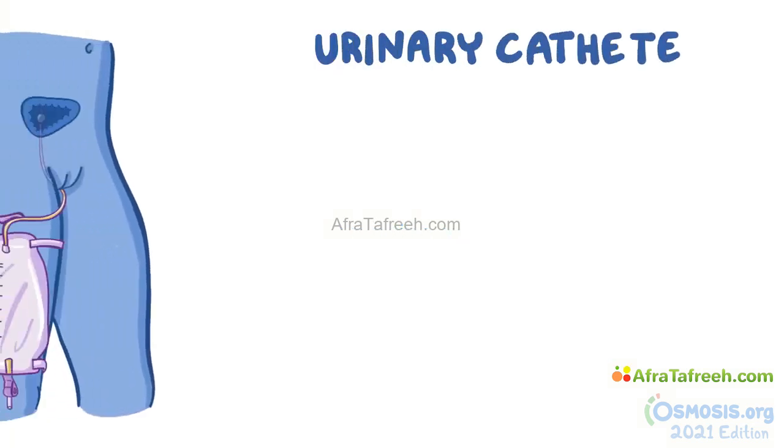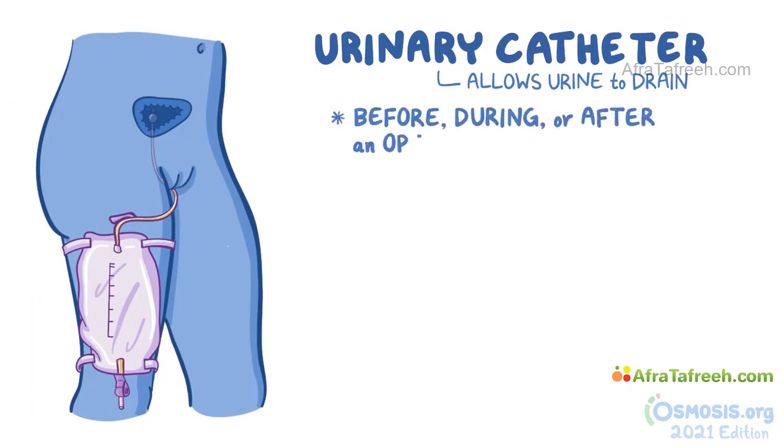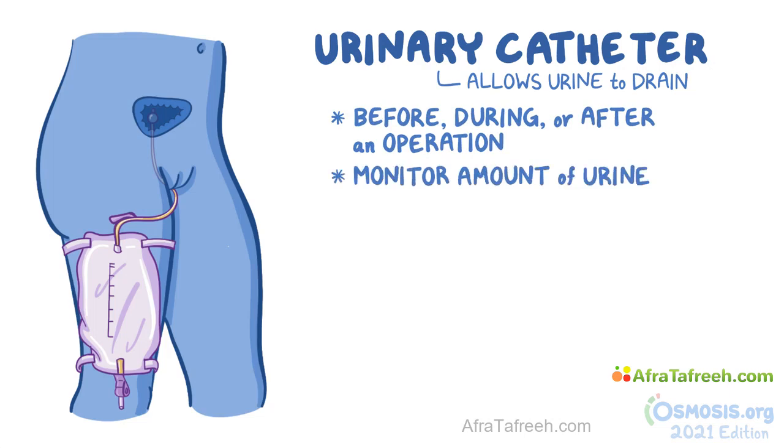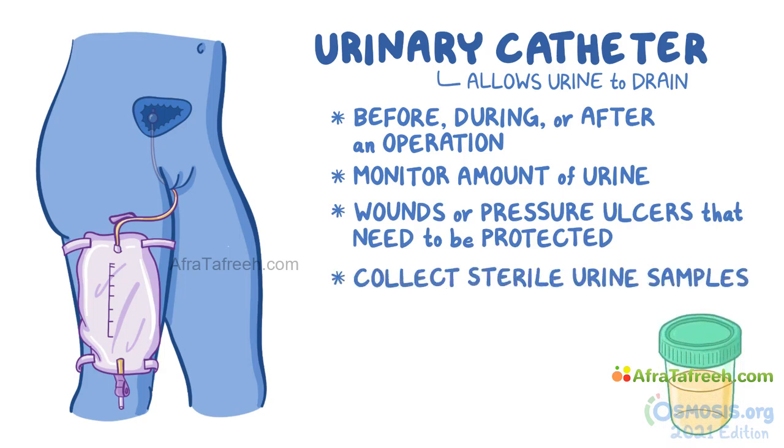A urinary catheter is a tube that goes into the bladder that drains urine. This is commonly used in a variety of situations, like before, during, or after an operation in order to keep the bladder empty. It's also used to monitor the amount of urine produced by people with urinary incontinence, in those with wounds or pressure ulcers that need to be protected from contact with urine, or to collect sterile urine samples.